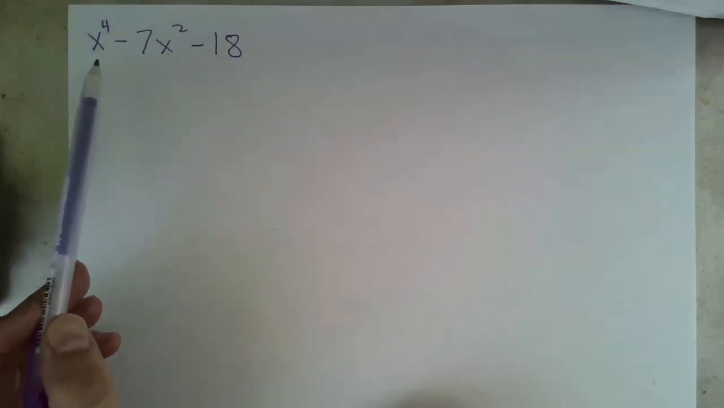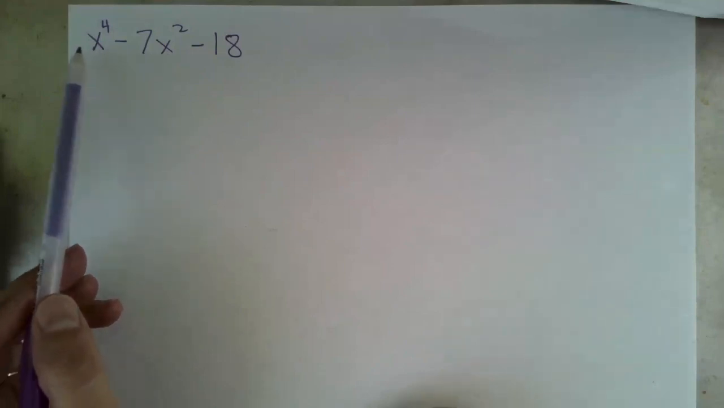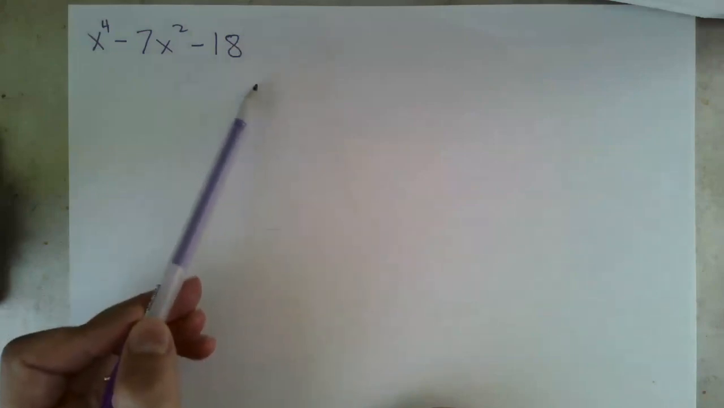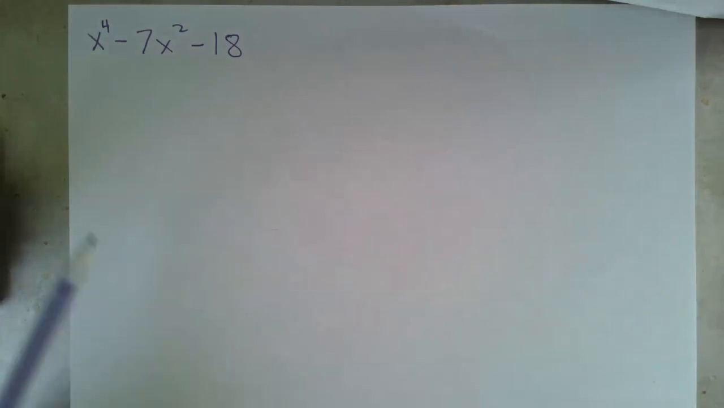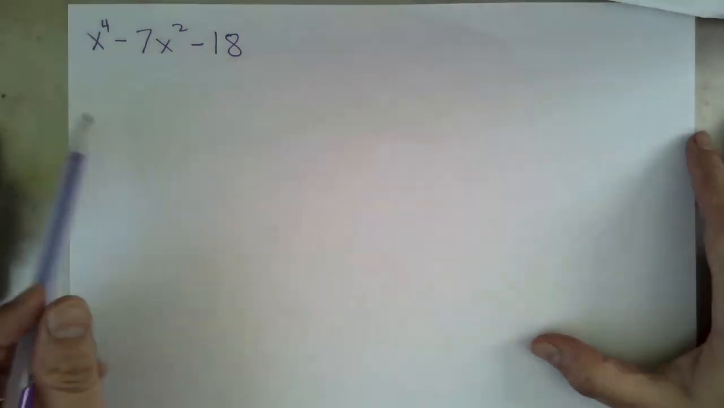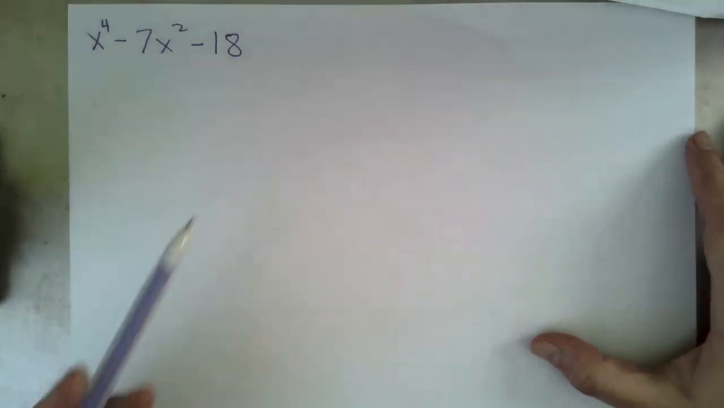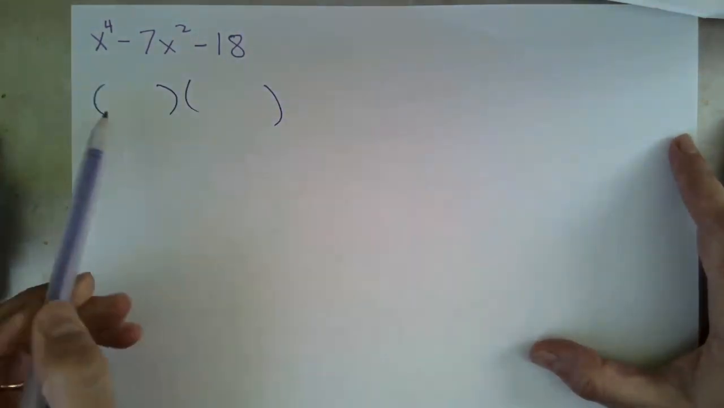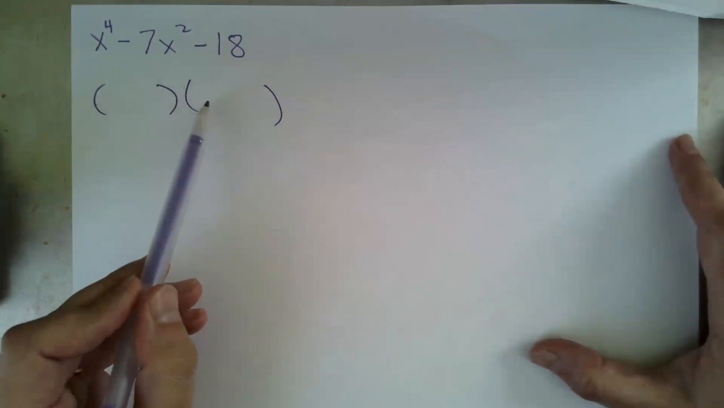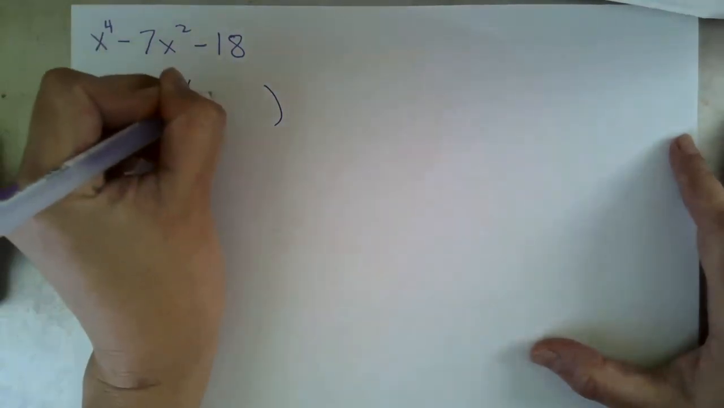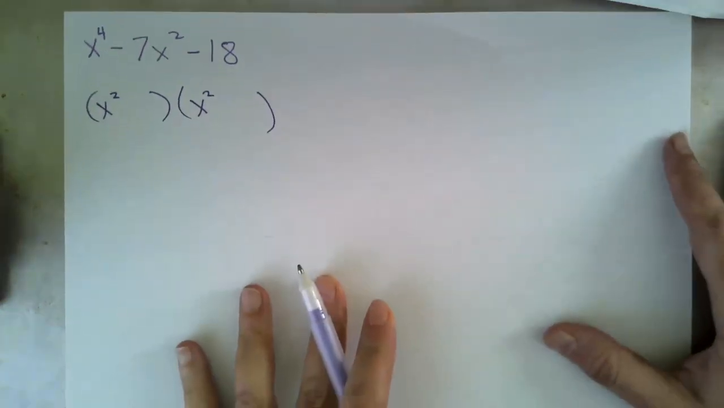Here, we're skipping again. X to the 4th, and then we go down by 2, x squared, and then our final term is just a constant. This is a quadratic in disguise. And instead of this being a parentheses that's going to end up being x times x as the first terms in the parentheses, it's going to be x squared times x squared. But otherwise, we can go ahead and operate still using the x method.